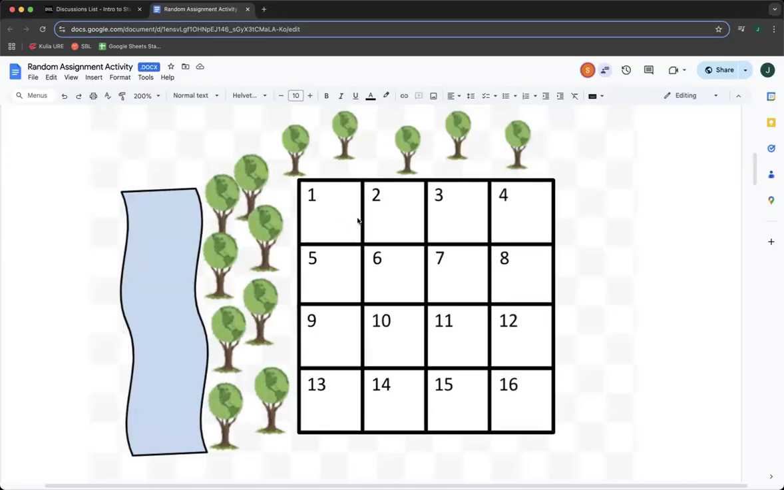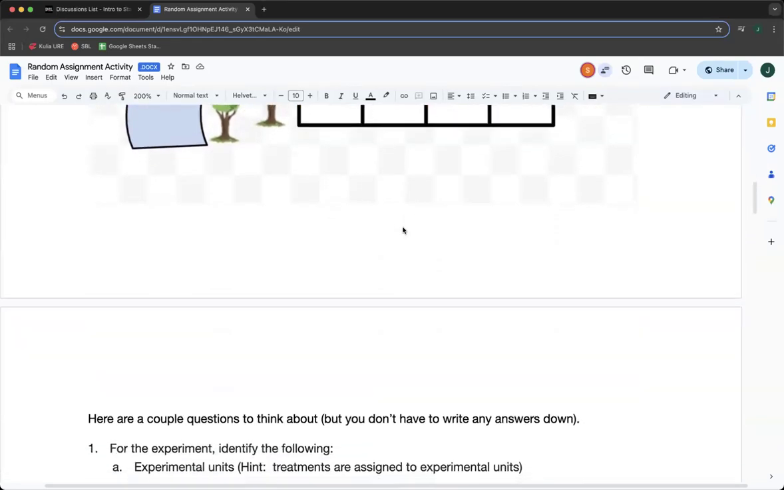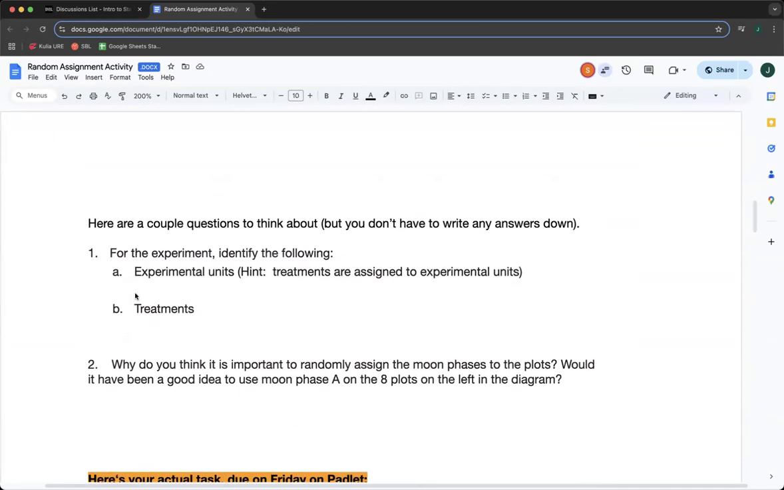The A's represented land plots where kalo was planted under the moon phase kupao, and the B's represented some other moon phase. So, answering the questions we skipped last time, what is the experimental unit? Experimental units would be the thing that the treatments are applied to. And if you think about it, the treatment is the different moon phases, right? So the treatment would be the kupao moon phase. That means the experimental unit would be the land plots, the different land plots.